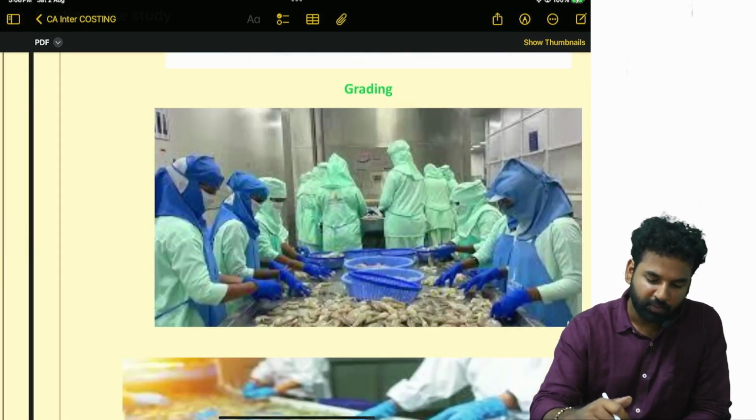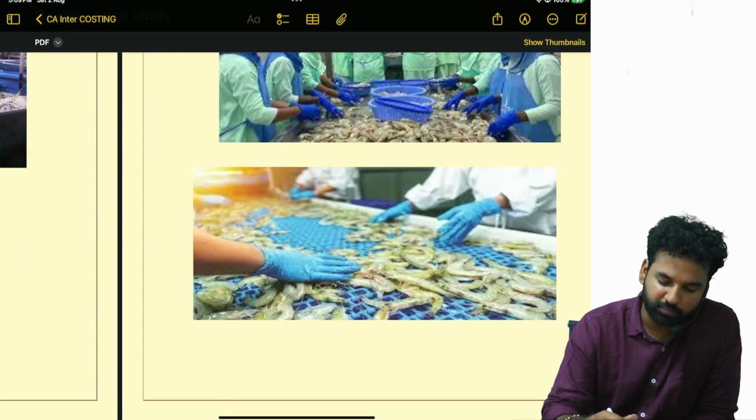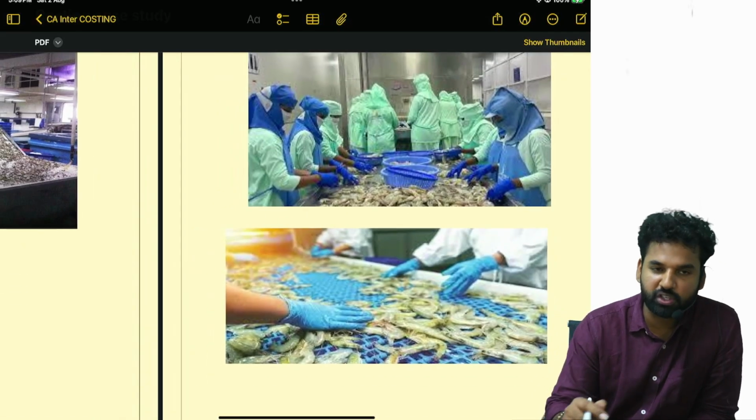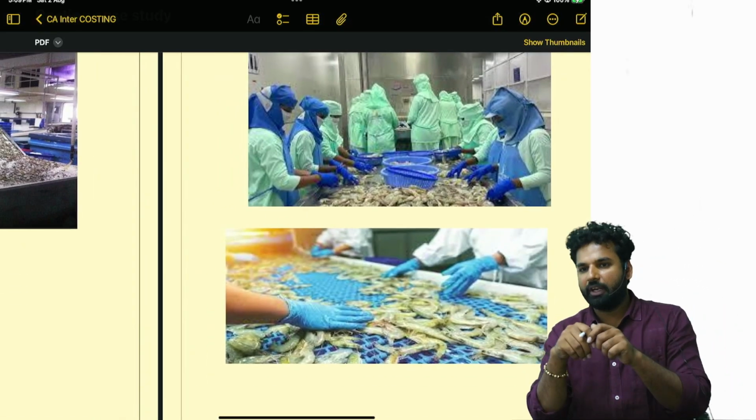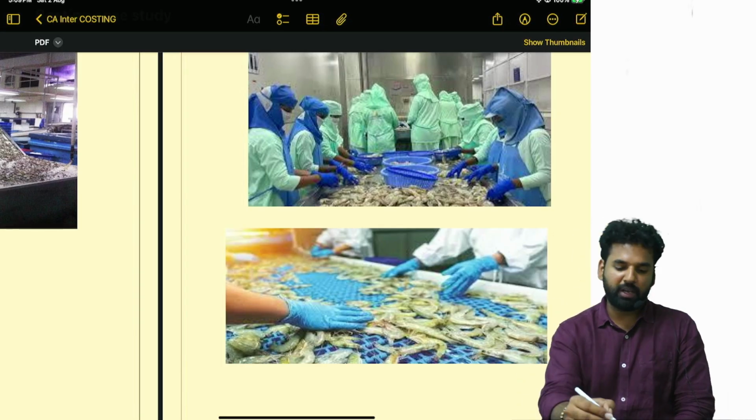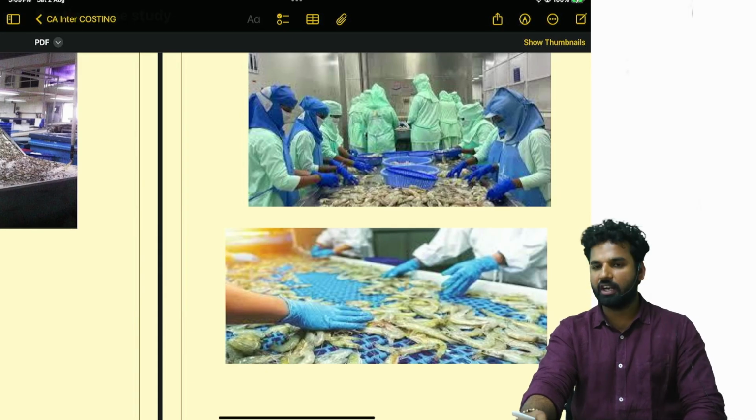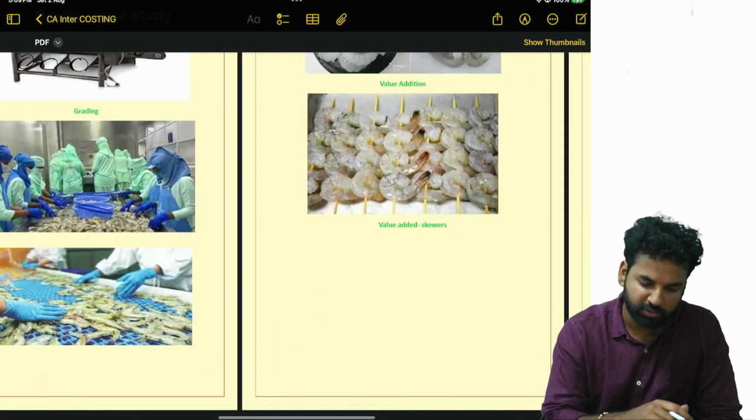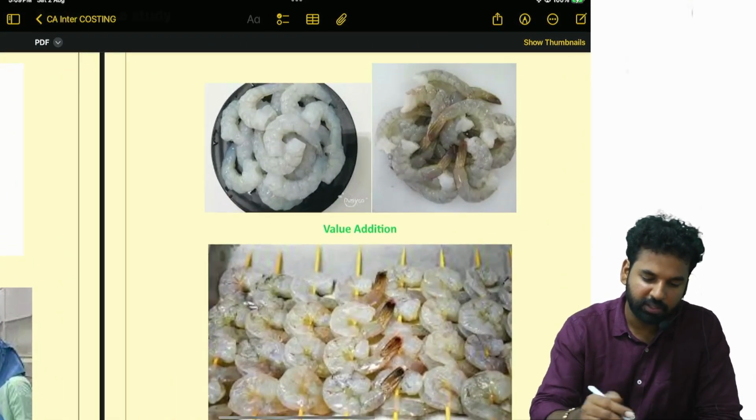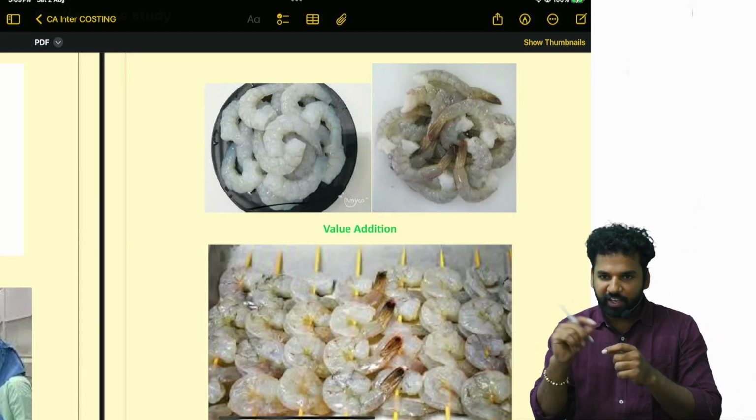And next, after grading, the value addition process will be there. So what is value addition? Peeling will be made. Peeling means the shell will be removed by the workers. Each and every piece will be handled. The shell will be removed, and all the veins will be removed. On the top there will be a vein, and on the lower side there will be a vein.